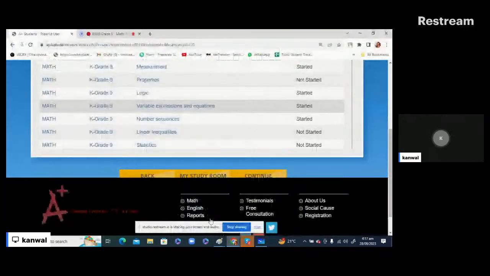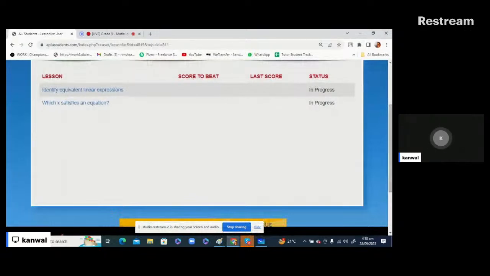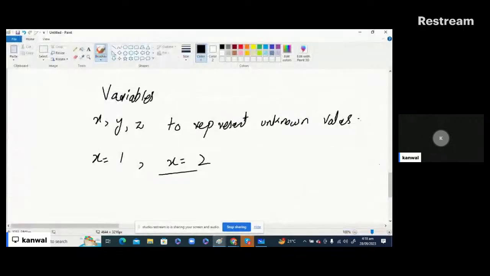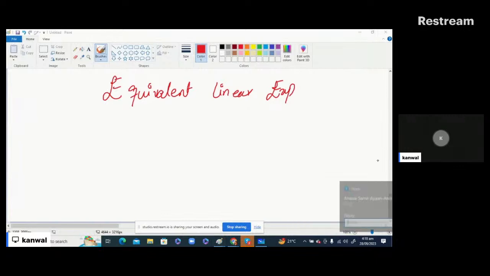All right, so let's get started. Identify the equivalent linear expression. So what is an equivalent linear expression? Let's check that. Equivalent linear expressions are basically expressions that have the same values.